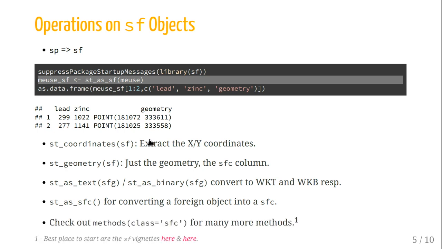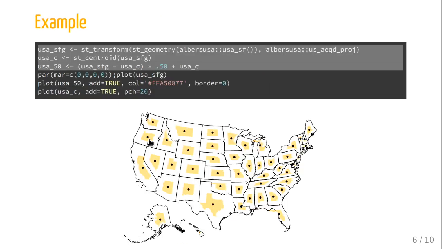Just run methods class SFC, you will see all the operations that you can do on those SF objects. So here's a slightly complicated example. Essentially what I'm doing is just to start with albers USA.USA SF, that just gives me a ready-made SF object from that albers USA package, which has the US map and the Alaska and Hawaii moved down there for better representation.